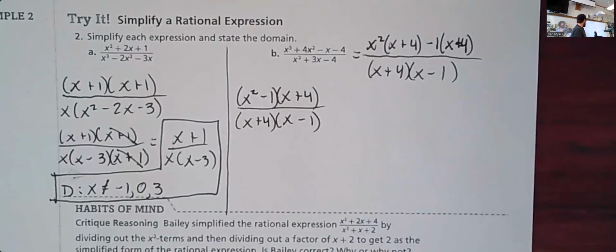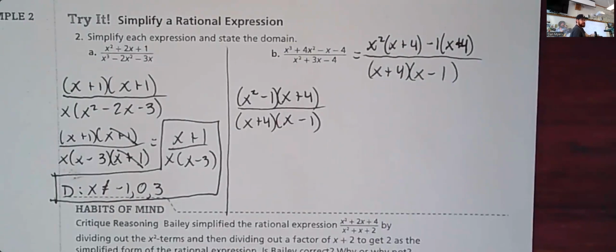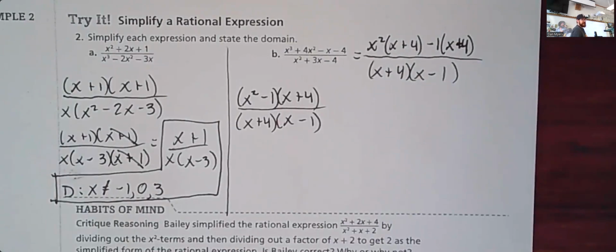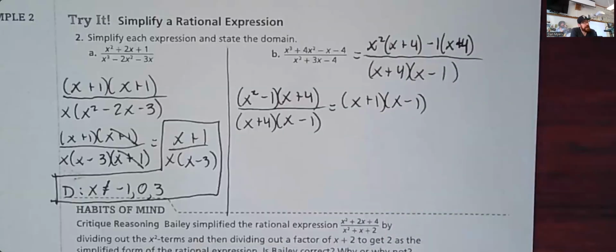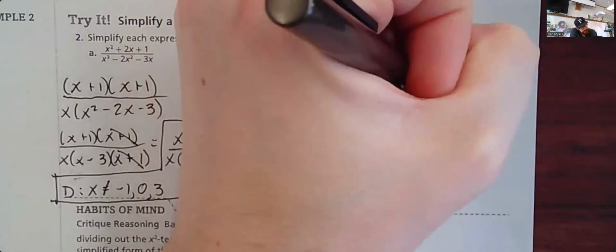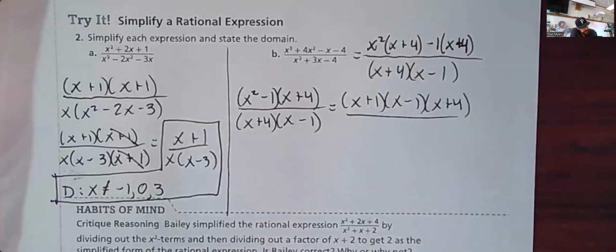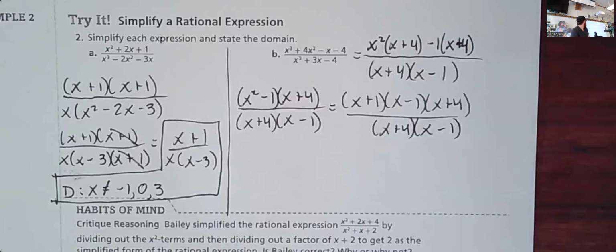Now, at this point, you can see we have an x plus 4 on the numerator and the denominator. Those will cancel, but I'm going to suggest that we don't do that yet because we're not done factoring the numerator. Because this x squared minus 1 is a difference of squares. This factors as well on the numerator. So that's going to turn into x plus 1 times x minus 1. And then we still have the x plus 4. And then on the denominator, we've got x plus 4 times x minus 1.